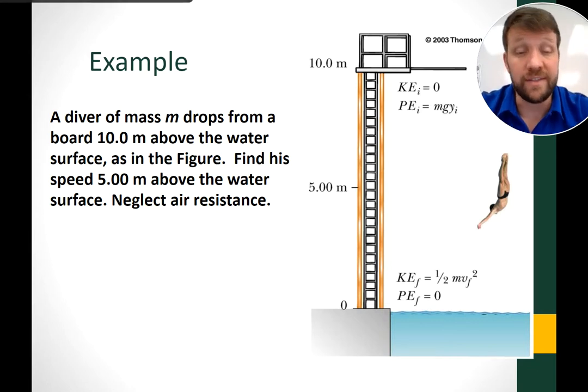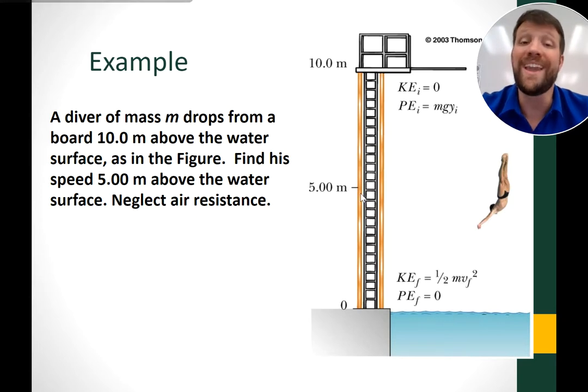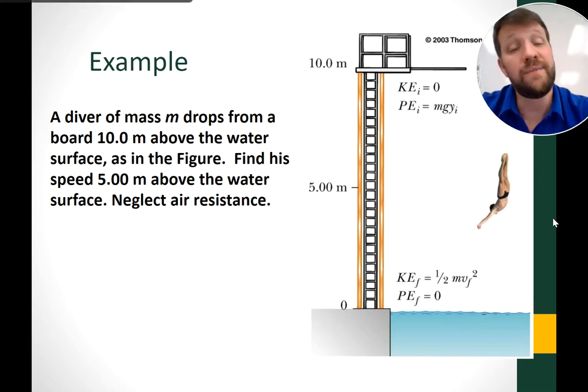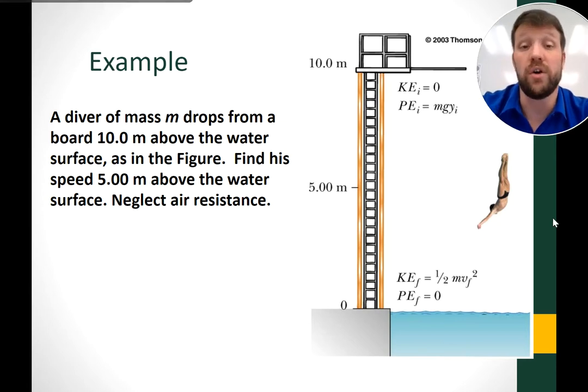So that's going to be your hint. mgh up here plus KE up here, which is going to be 0, is going to equal mgh here plus 1/2 mv squared here, but we can ignore the mass quantity in each. So gh plus 0 equals gh plus 1/2 v squared at this 5-meter location. I'd love for you to pause real quick and see if you can find out what the velocity halfway through this fall is.